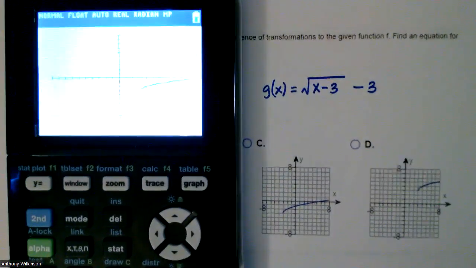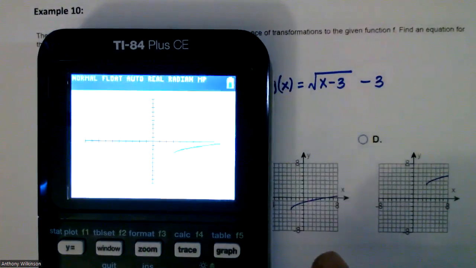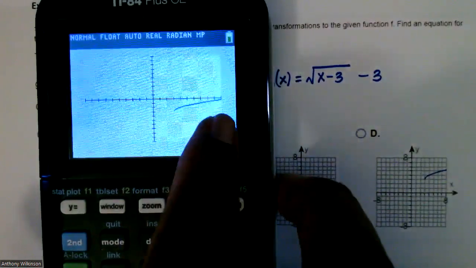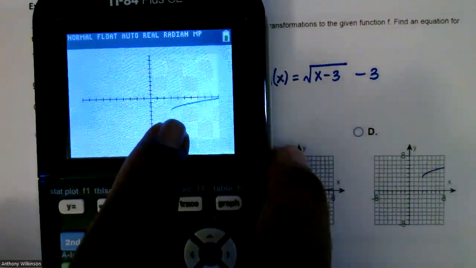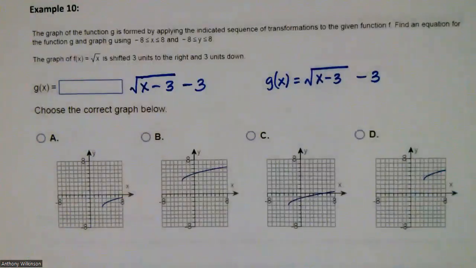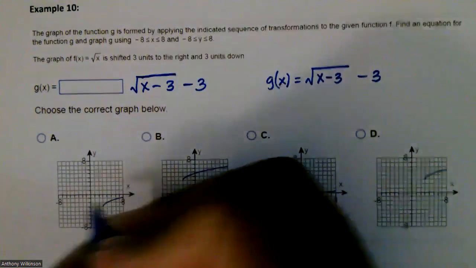I don't know if you can see this or not, but there we go. That's what the graph looks like. You can see it's shifted to the right 3 and down 3. So you have to pick the one that's similar to this one from these choices of answers. In this case, it looks like answer A would be the best one to choose, because as you can see, it has shifted to the right 3 and down 3.